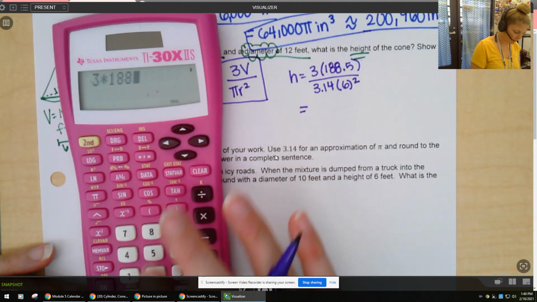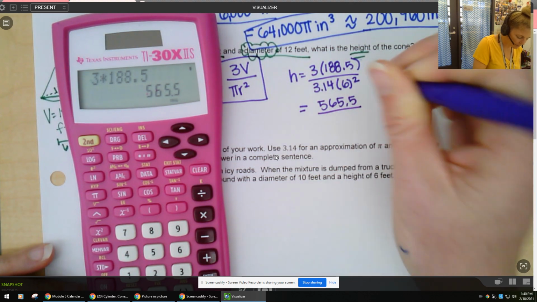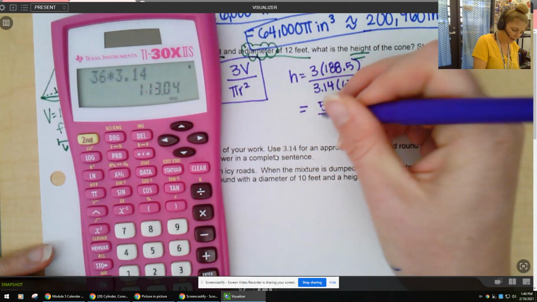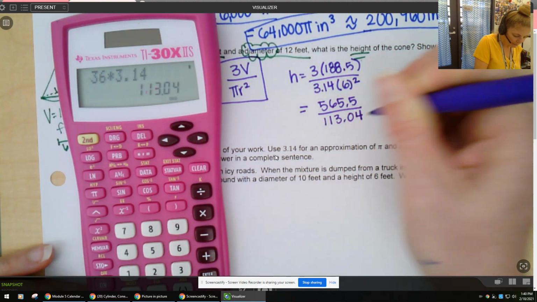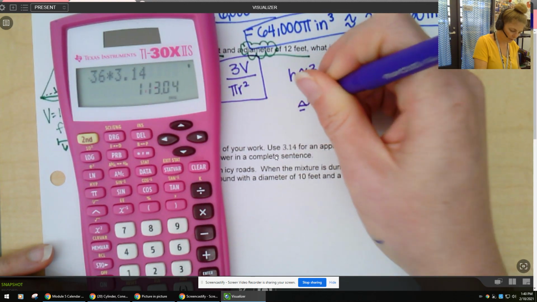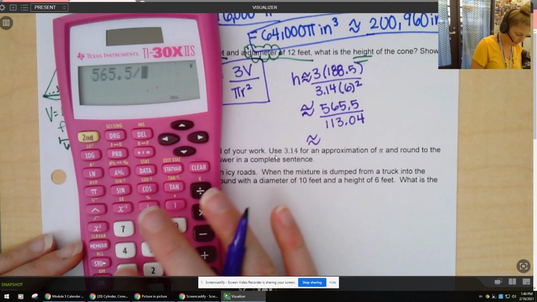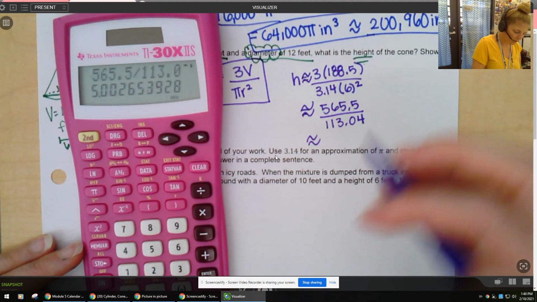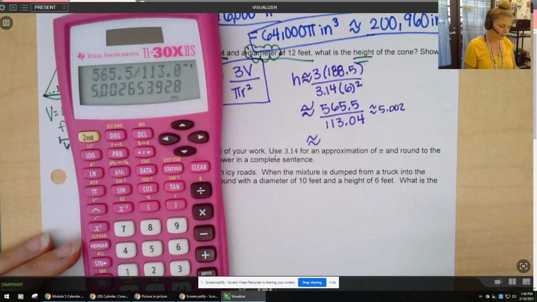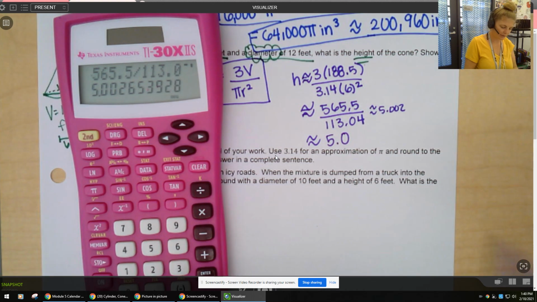3 times 188.5, I get 565.5 divided by, I know 6 squared is 36, so I'm going to do 36 times 3.14. I get 113.04. From here, I guess this is an approximation because we have 3.14 already. I'm going to have 565.5 divided by 113.04. And we get approximately 5.002. And remember, we are rounding to the nearest tenth for these word problems, so about 5.0.